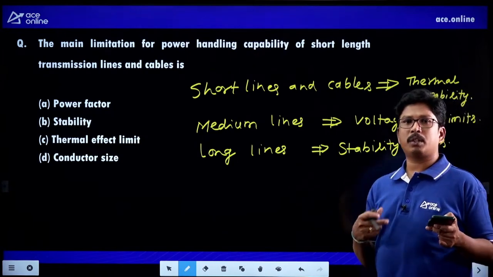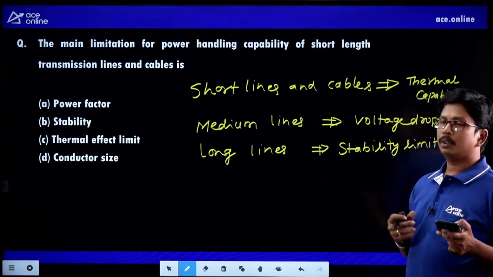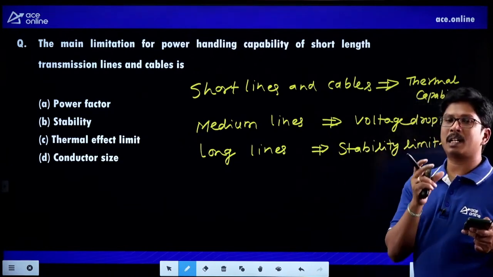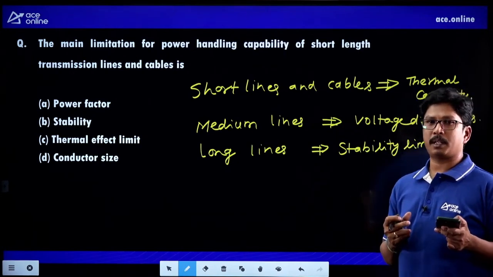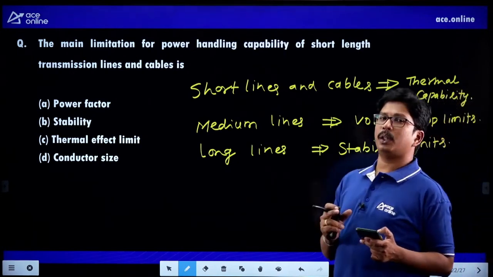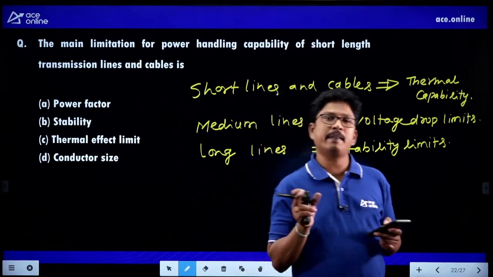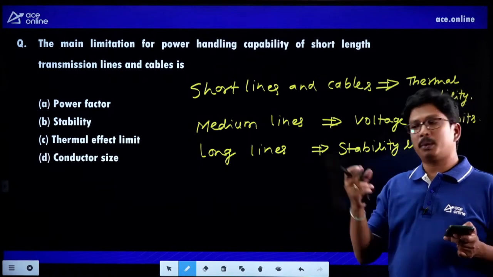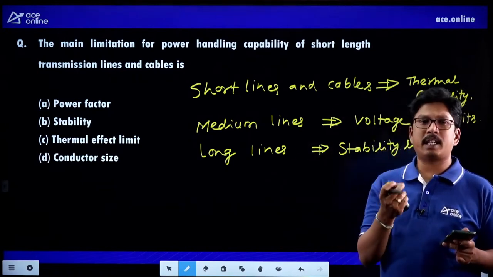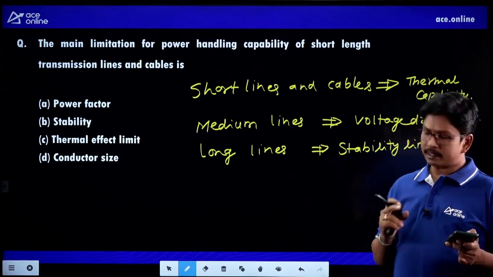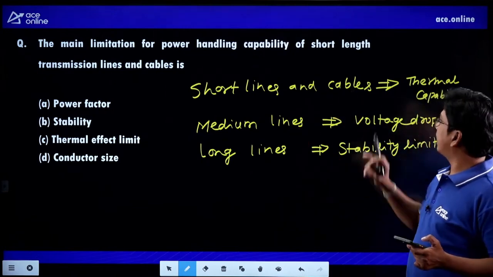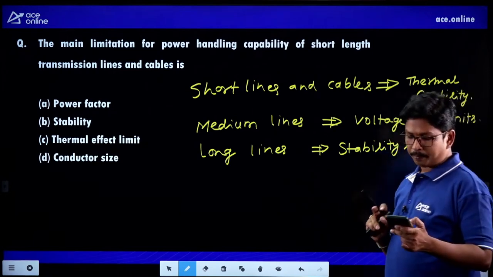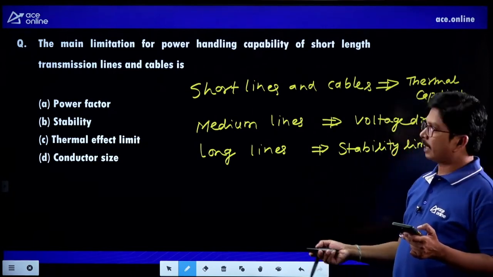As we are having more amount of insulation, the insulators in cables are unable to withstand more temperatures. Why? Because practically the insulators are not having that much heat transfer capabilities. As they are unable to transfer the heat, they can melt wherever they are finding more heat. So in case of short transmission lines and cables, they should be protected based on the thermal limits. Now we'll go for the next question.